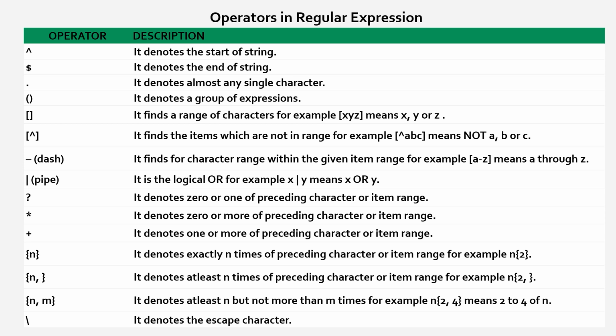We can also specify the range. Here {n,m} refers to at least n but not more than m times. That is what it means. Then the backslash is for the escape sequence; that denotes an escape sequence. Anyway, we'll see the examples.